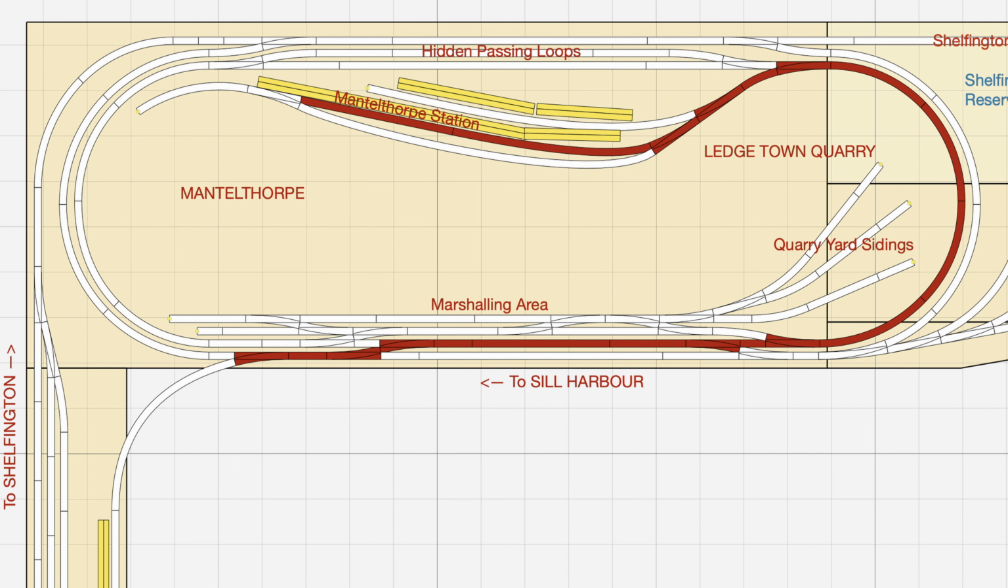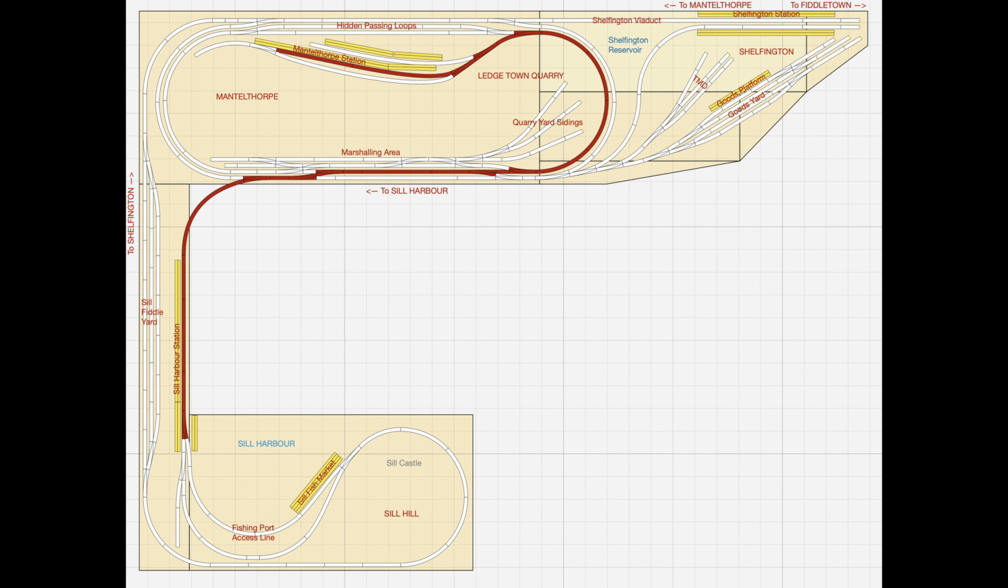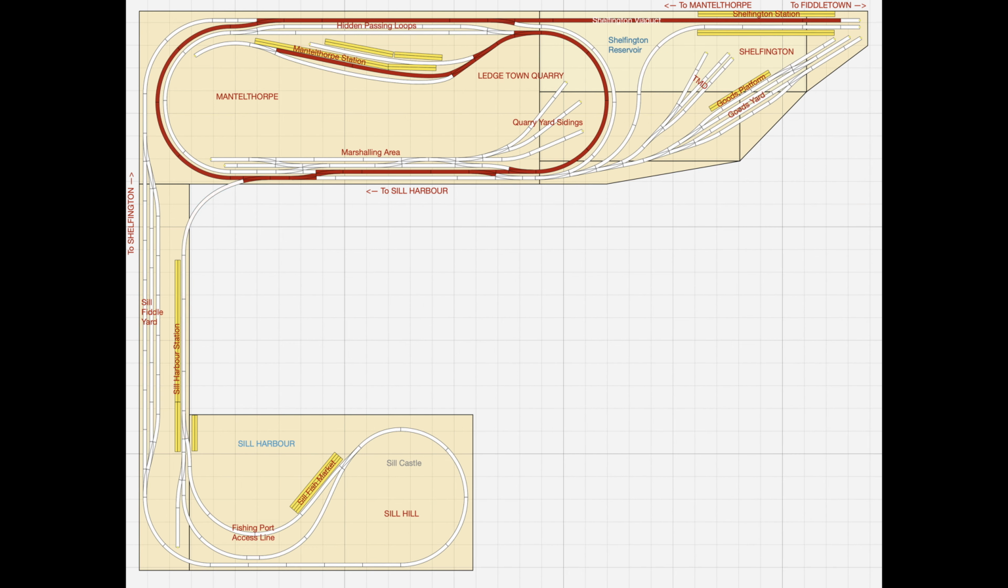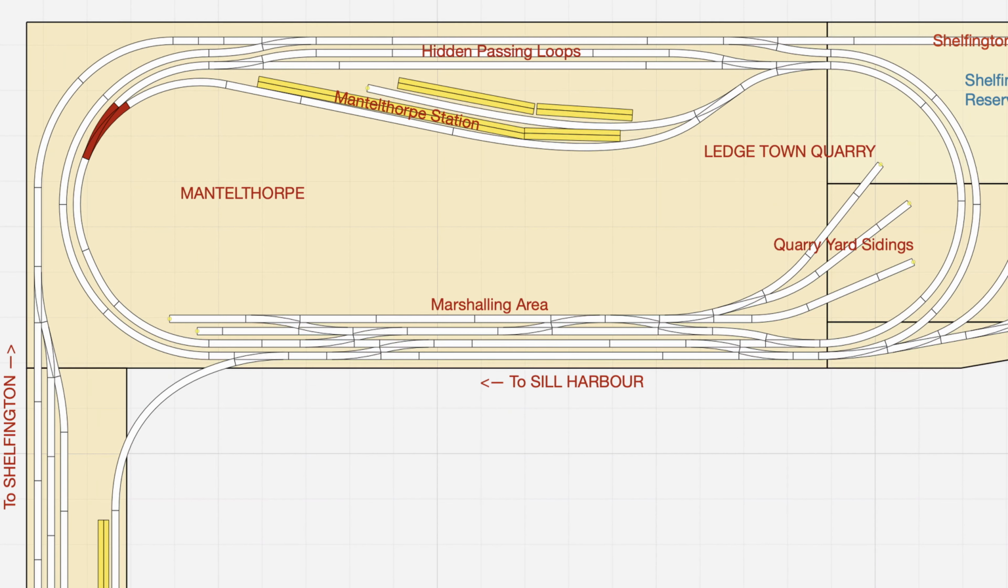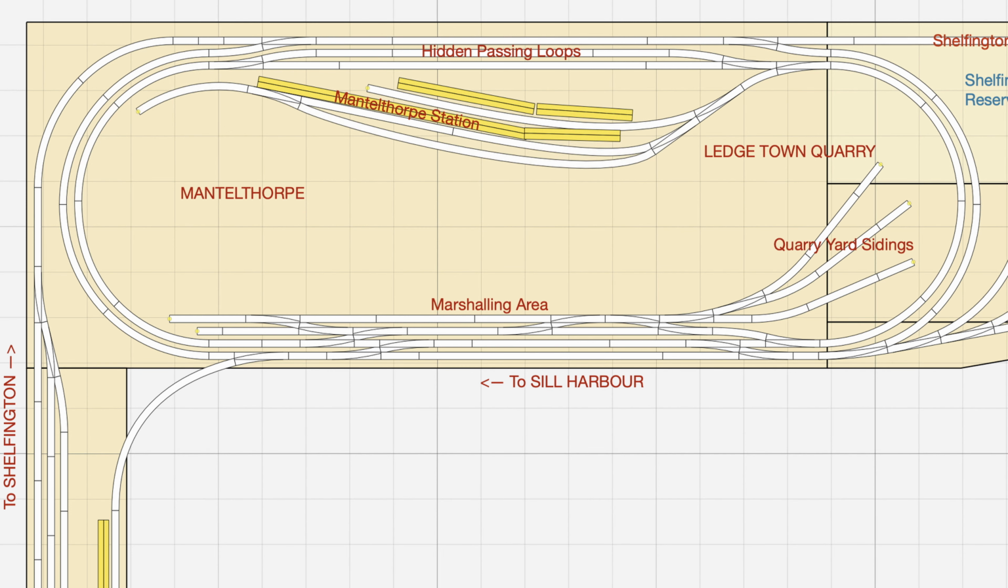While this meant that trains would be running a portion of the inner loop in the wrong direction, I'd already considered this and had point work in place to transfer trains to the outer loop to get them running in the right direction again. This would allow them to make journeys to Sill Harbour Station, or to Shelfington and on to Fiddletown eventually. Up until now, because I'd been using a curved set track point in the track plan, I'd had a dependency on code 80 track. But now that the point had gone, I could look into using code 55 track.